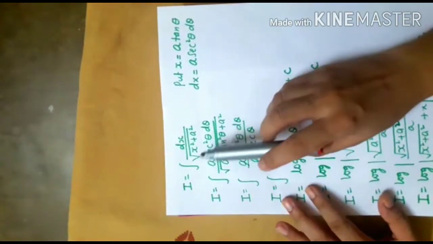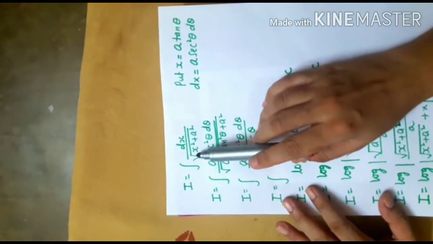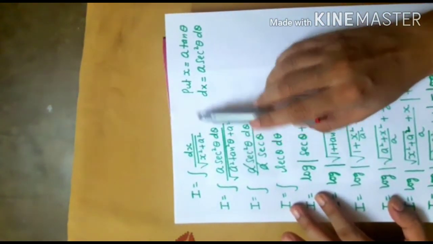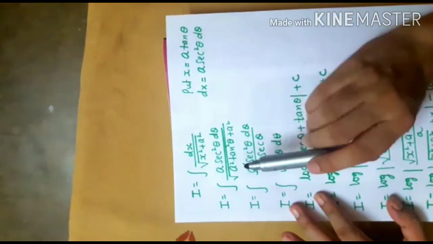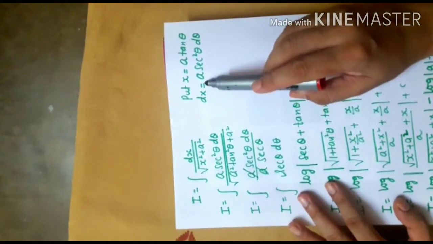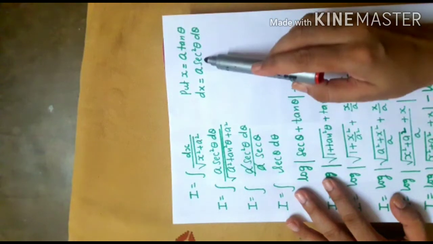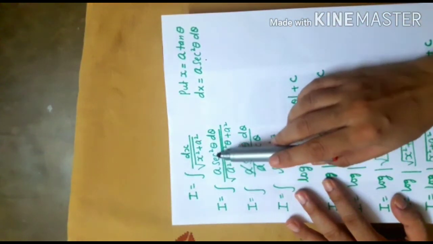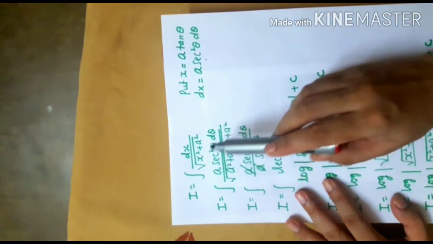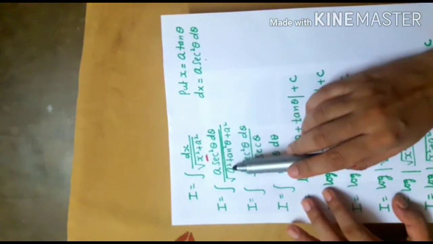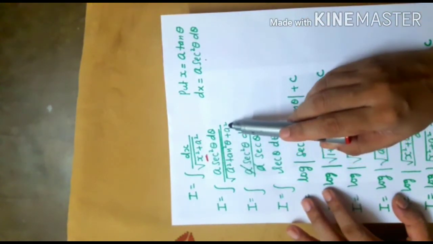Now let's take the form integral dx over square root of x square plus a square. Yes, here I'll put x equal a tan theta. So I'll get dx equals a secant square theta d theta. So replacing dx with this, I'll get integral a secant square theta d theta over, replace x with a tan theta, so I'll get square root of a square tan square theta plus a square.